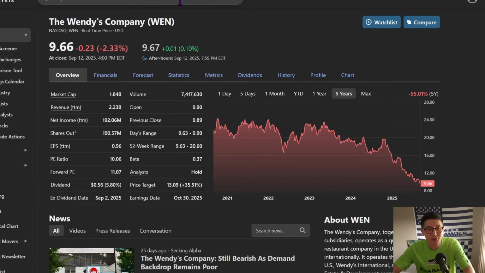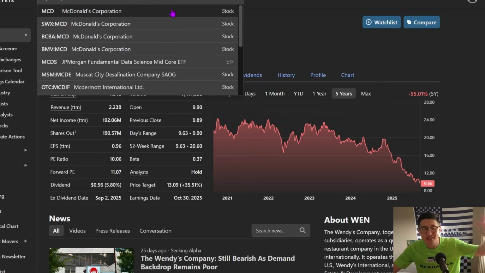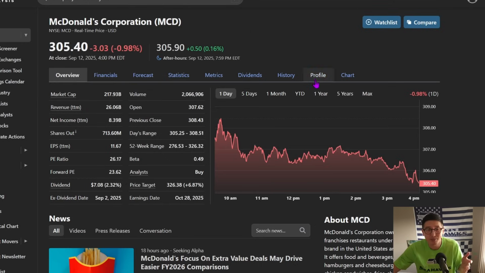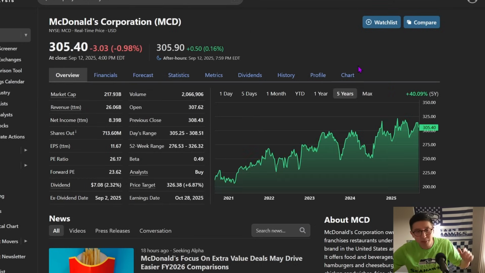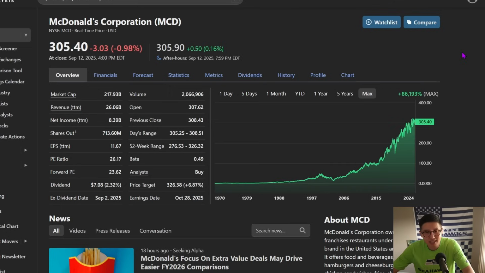I would argue the much better alternative is the best in class, which is McDonald's. And I say that objectively. They are just at the top of the game when it comes to the hamburger stocks. I mean, max, 86,000% from their share price total return. So that's using the stock screener to take a look at the overall market.